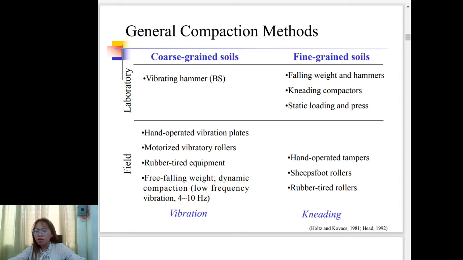Then for fine-grained soils, we have hand-operated tampers, sheep's foot rollers, rubber-tired rollers. So the method or the process for coarse-grained soil is vibration, and for the fine-grained soils, kneading.